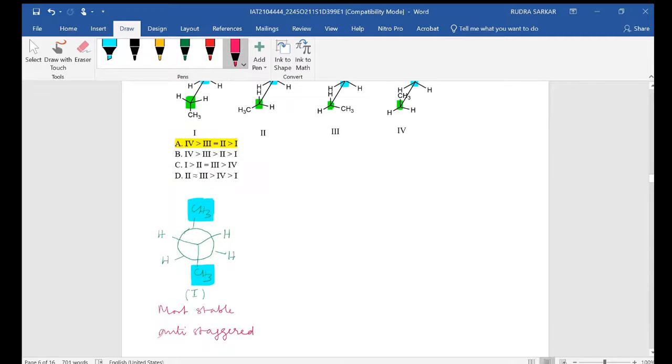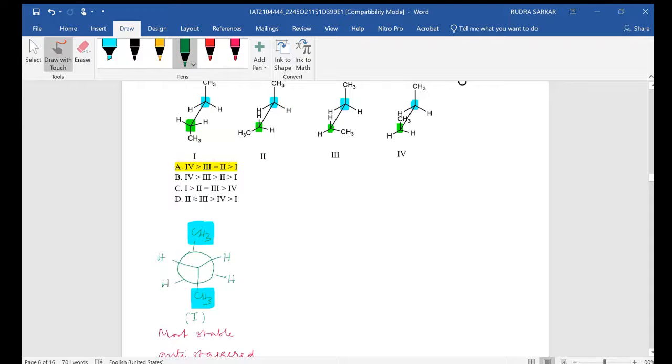All right. What about the next one? Let us draw. So we have a CH3 over here. We have a H. We have a H. Then there is a CH3 out here. So this is partially eclipsed, and will be of a higher energy than that of the completely anti-staggered.